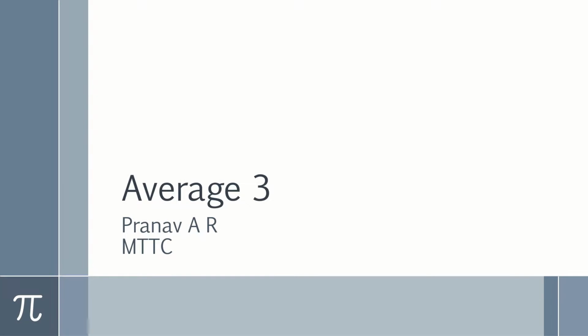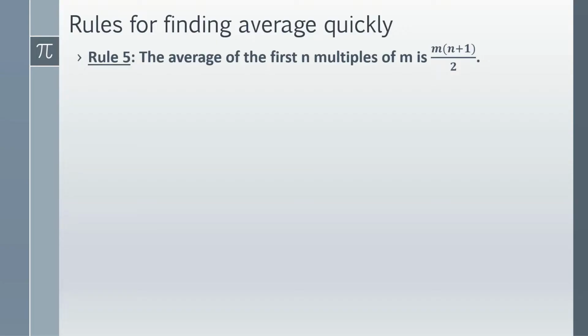In this video, we'll learn some more rules which will help us to compute the average quickly. We will first study how we can compute the average of the first n multiples of a particular number. We have already discussed a method to do this. If you list the multiples, you can add the first multiple and the last multiple and divide by 2. We can do it like that. This is an alternative approach.